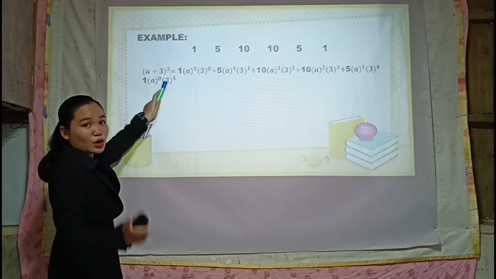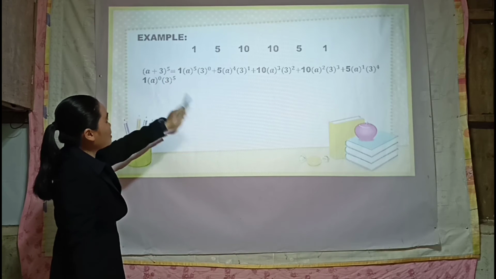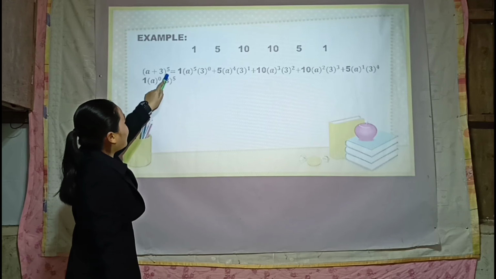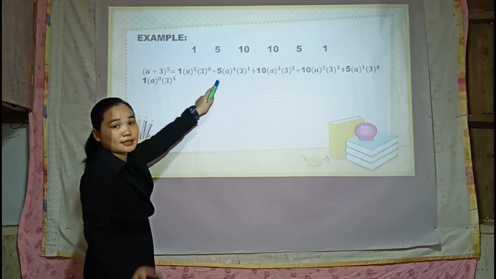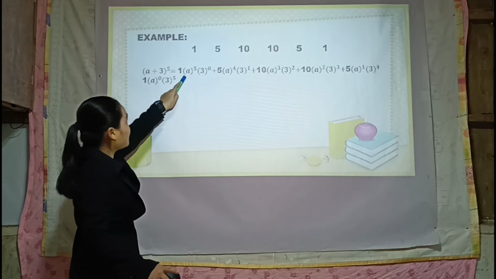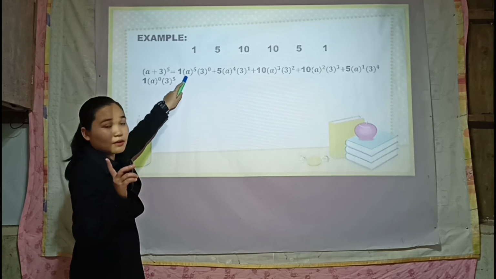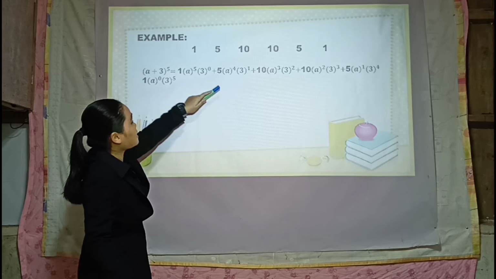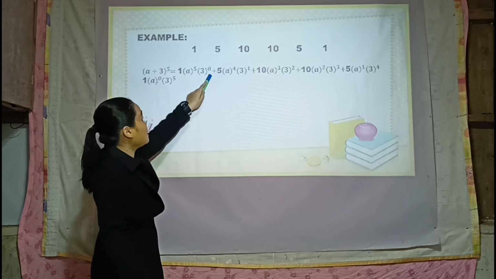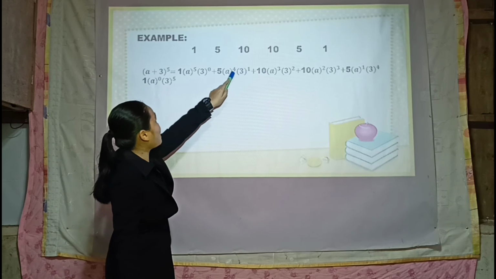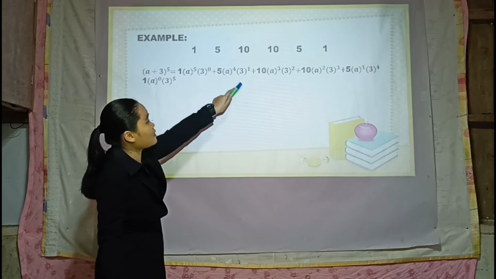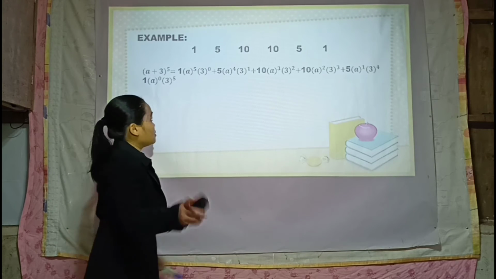So, as you notice, we use the pattern earlier. So, our n is 5. So, the sum of each exponent is also 5. And the exponent of our a decreases and the exponent of our b increases. So, from 5, in the next term, it becomes 4. And from 0, in the next term, it becomes 1, and so on.